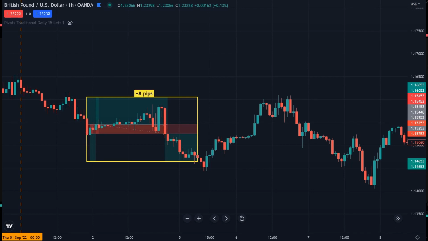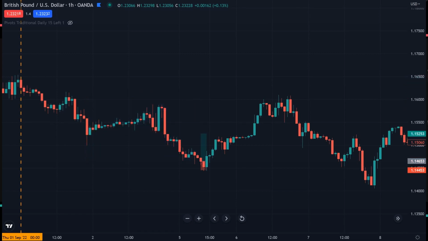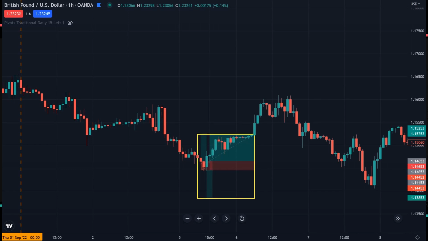Moving on to the third example, we entered another buy trade first, which hits the stop loss very quickly, thus we had to enter a sell trade. The sell trade also hits the entry for buy trade, so we entered another buy trade. The buy trade turns out to be a winner. The 3 trades gave us a total of 8 pips.